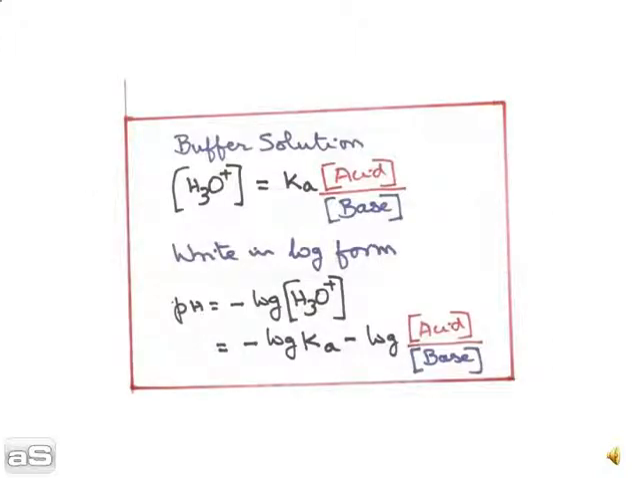Now, for a buffer solution, the H3O+ concentration is equal to Ka, the dissociation constant of the weak acid, times the concentration of acid divided by the concentration of the base. If we write this equation in log form, we know pH is equal to minus log H3O+. So we write minus log Ka minus log of the acid to base concentrations.